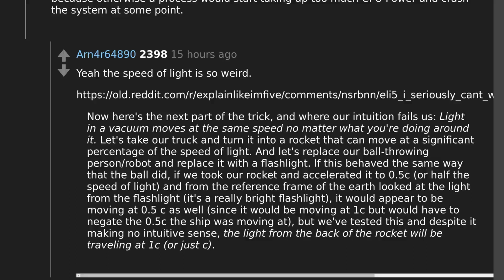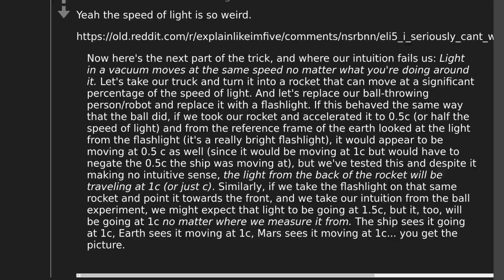Since it would be moving at 1 c but would have to negate the 0.5 c the ship was moving at. But we've tested this, and despite it making no intuitive sense, the light from the back of the rocket will be traveling at 1 c. Or just c. Similarly, if we point the flashlight towards the front, we might expect that light to be going at 1.5 c. But it, too, will be going at 1 c no matter where we measure it from. The ship sees it going at 1 c. Earth sees it moving at 1 c. Mars sees it moving at 1 c.